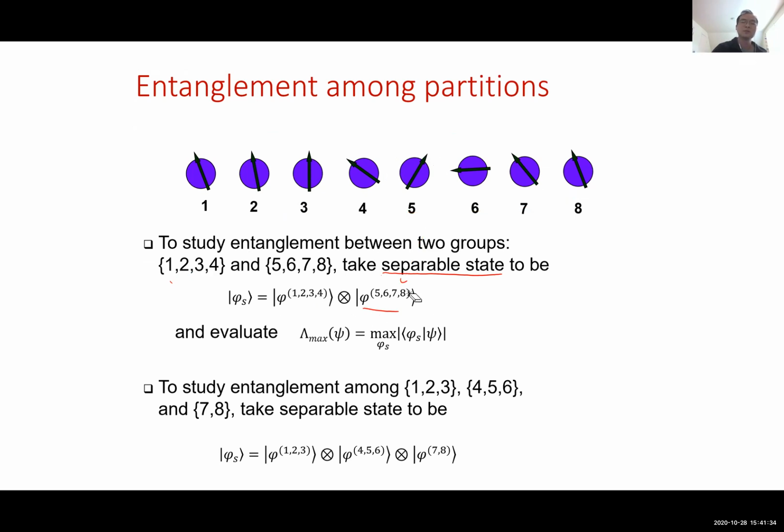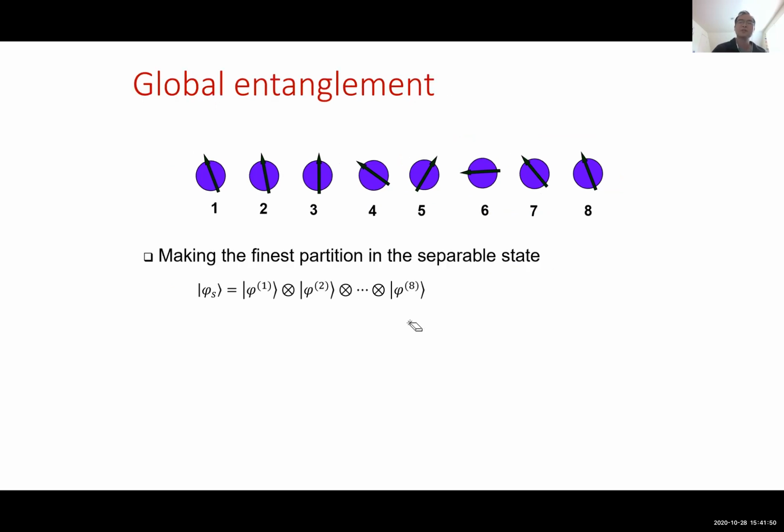Okay. You could also study maybe those three-party partitions. You can group these as product states, and you can study different ways of partitioning. But I want to just focus on the finest partition, meaning that you take every state, every individual spin, and you consider the product of them. This way we are studying the global entanglement of the system.